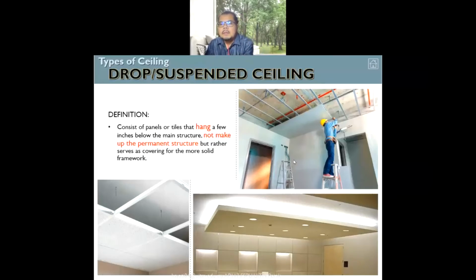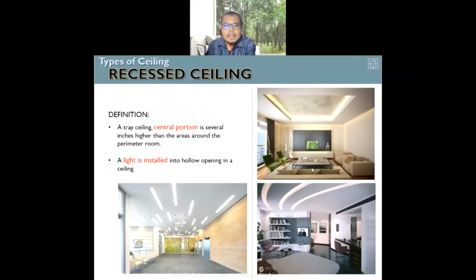Okay, so gambar di atas adalah cara-cara pemasangan menggunakan aluminium punya strip. Okay, yang satu lagi yang biasa kita nampak ialah recessed shielding lah. It's a tray shielding. Central portion is several inch higher than the area around the perimeter of the room. Okay, ni contoh yang tadi lah.